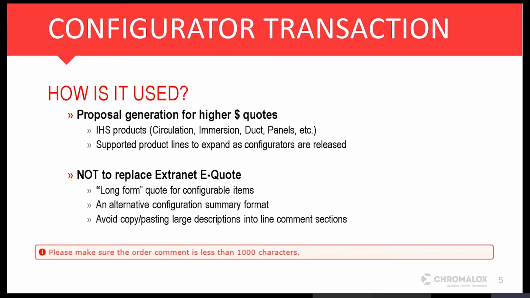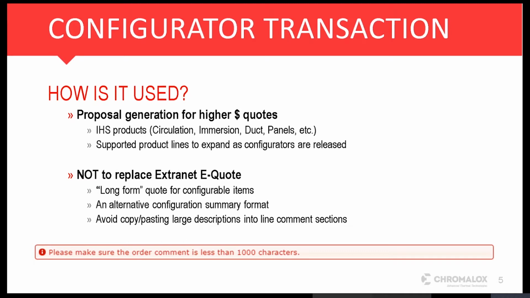Just to be clear, this is not going to replace the extranet eQuote. This is going to be more similar to a long form quote that you may have seen if you submitted a request and it went through our process solutions group. This is kind of a long form quote for configurable items. It's going to be essentially an alternative configuration summary format. It's going to have some data sheets and look a little bit cleaner and a little more professional than just the configuration summary might on its own.